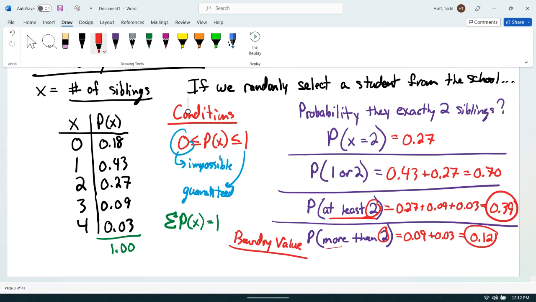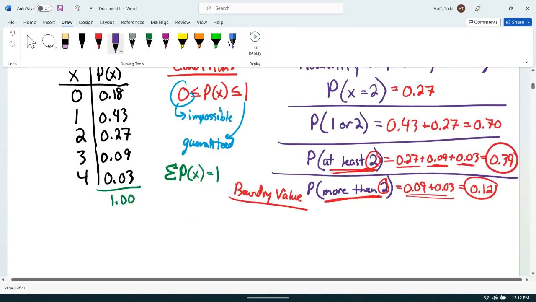The 2 is not included when we say more than 2, so we only had to add in the 3's and the probability of 3 and the probability of 4. At least 2, however, the 2 is included, so we had to add in the probability of 2, 3, and 4.